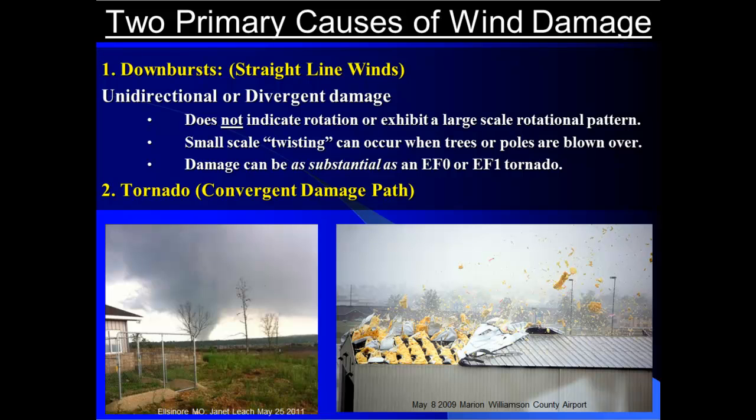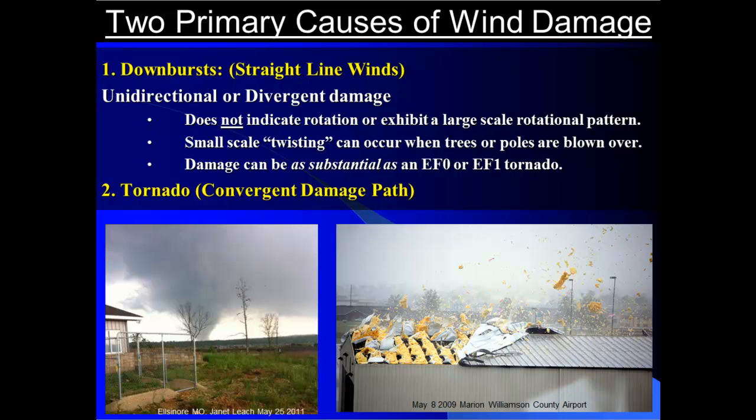With a downburst, the damage can be in a unidirectional pattern, which means all of the debris is laying in one direction, let's say from west to east. Or it can have a divergent damage pattern, kind of like a fanning out effect of the damage. Now, with downbursts, the damage does not show any signs of rotation or exhibit any large-scale rotational pattern. If it did, it would be a tornado.